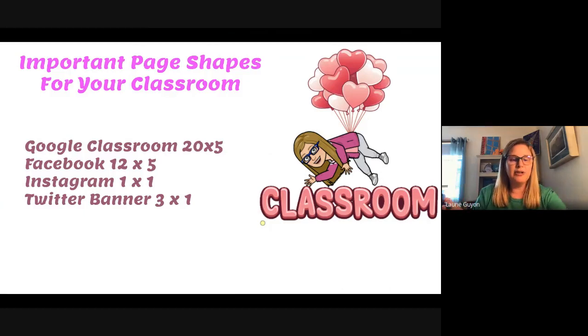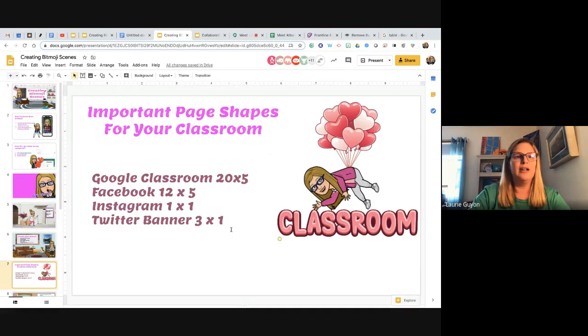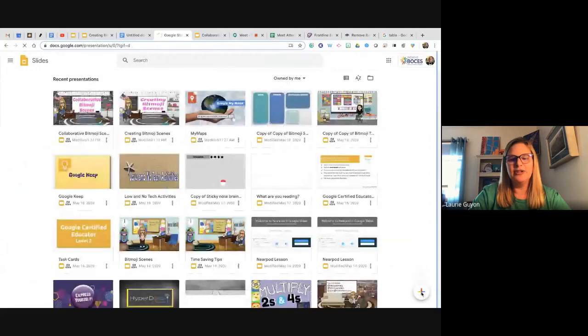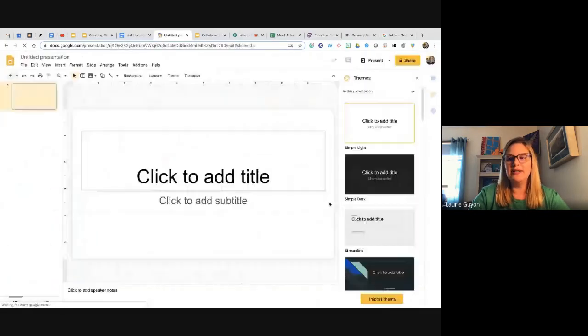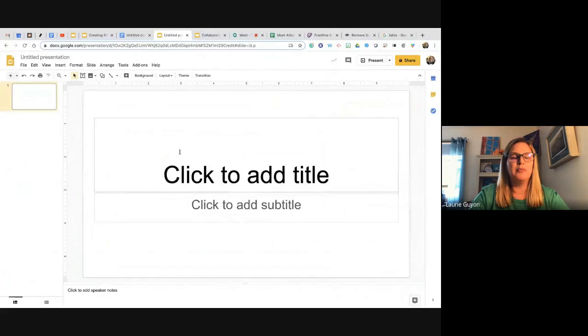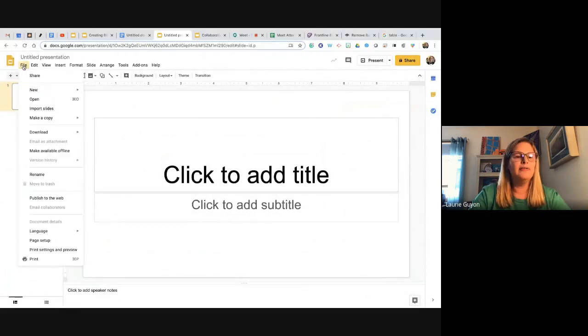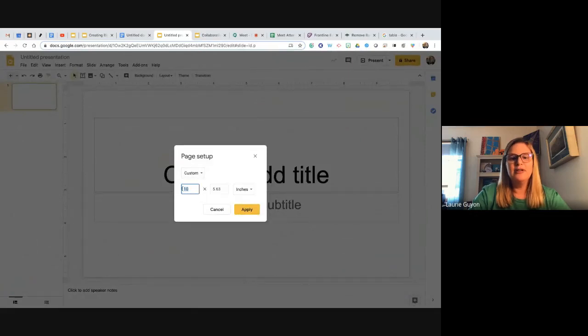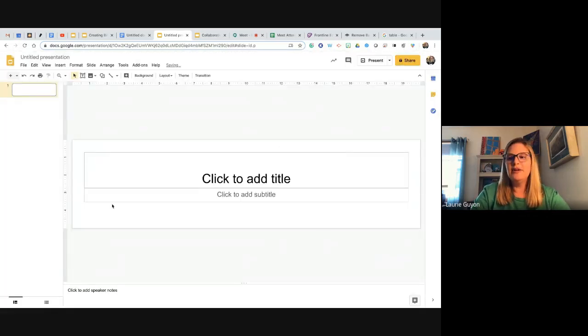So how do you do that? Like I said, don't do it on either of the ones that you're working on with mine because it will mess with people's work. But if I click on a new Google slideshow, just to kind of show you how you change the size of your slide deck. So I have a brand new slide deck up. I'm going to click on File, Page Setup, and then instead of widescreen, I'm going to click on Custom. So if I want a Google Classroom one, it's 20 by 5, and I hit Apply, it's going to change it into the banner size.